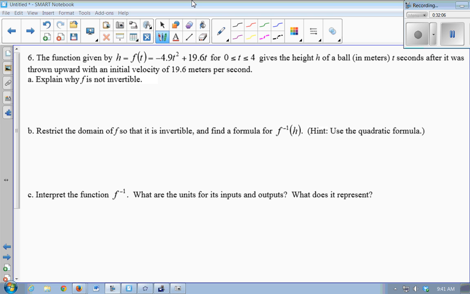All right, why do you think f is not invertible? Right, it's an upside down parabola because the ball goes up and comes down. So each height that it hits, it hits that height twice. So it's not a one-to-one function. So it's not one-to-one. In other words, it doesn't pass the horizontal line test.